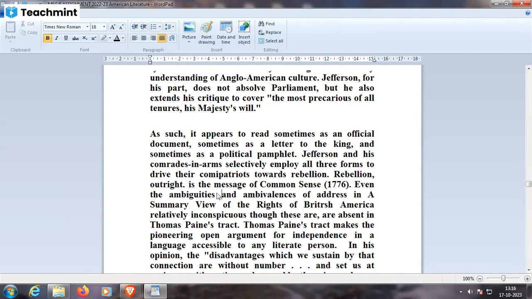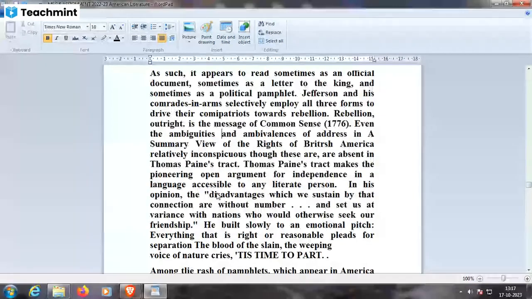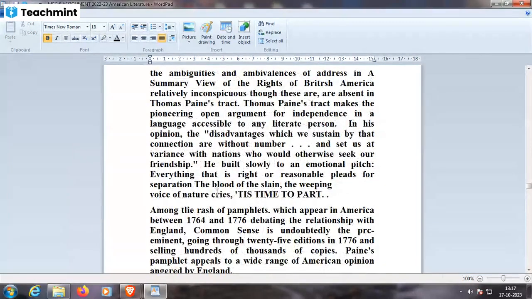In A Summary View of the Rights of British America, relatively inconspicuous though these are, they are absent in Thomas Paine's tract. Thomas Paine's tract makes the pioneering open argument for independence in a language accessible to any literate person. In his opinion, the disadvantages which are sustained by that connection are without number, and set us at variance with nations who would otherwise seek our friendship. He builds slowly to an emotional pitch: everything that is right or reasonable pleads for separation. The blood of the slain, the weeping voice of nature cries, it's time to part.